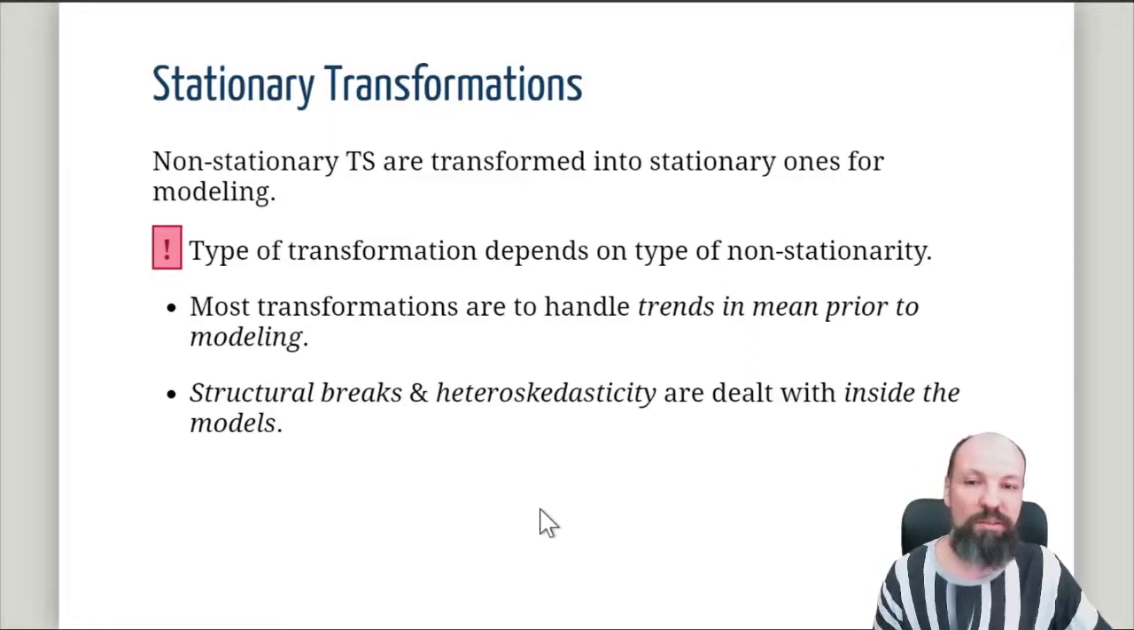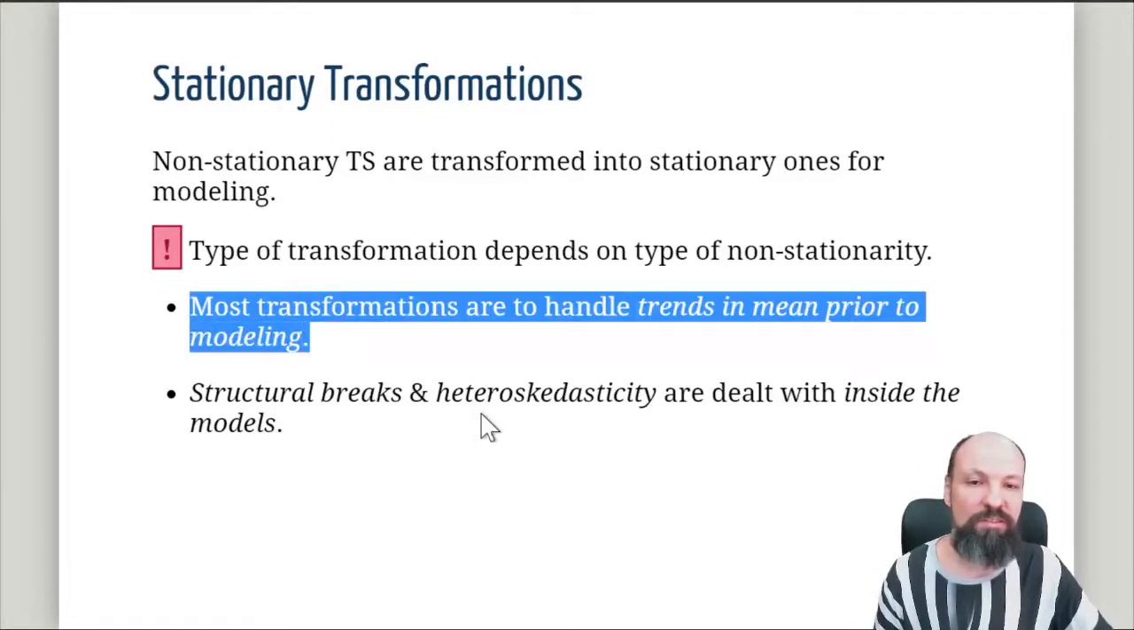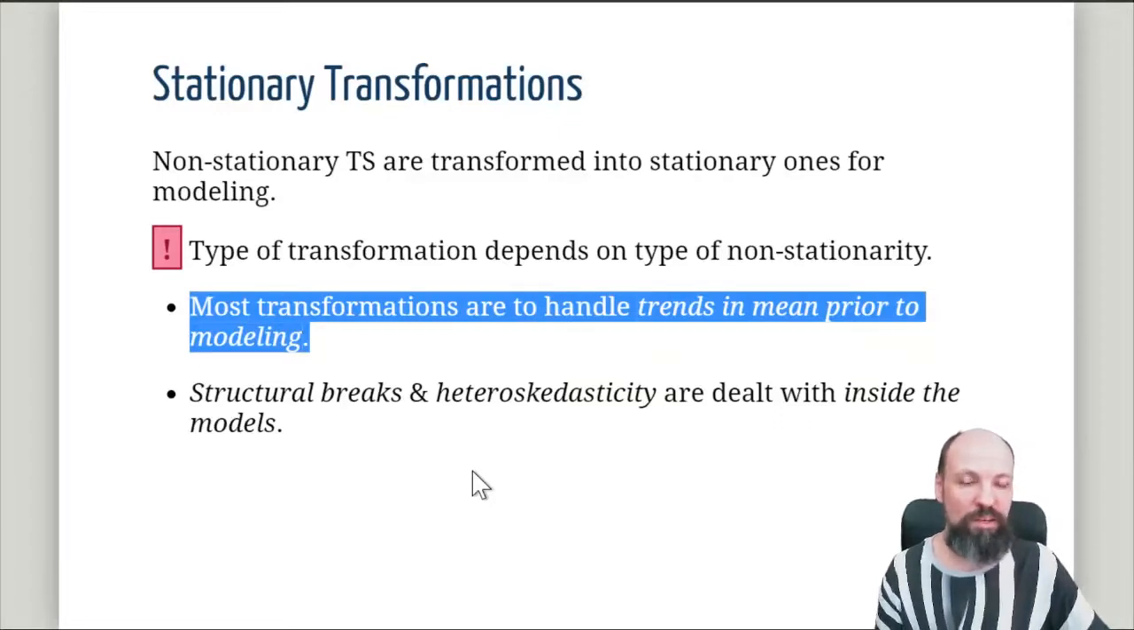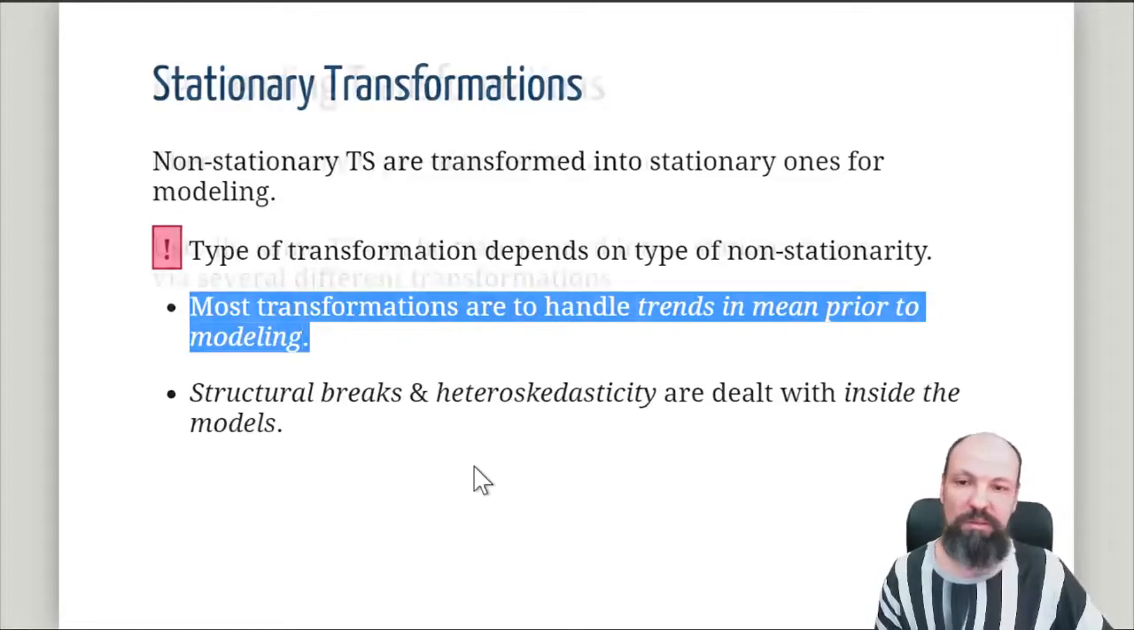So what we are considering today is about this: the transformations that are applied to the data before modeling, and they are applied to kill trends in mean. Most of them are applied to kill the trends that are sustainable growth or sustainable decline. So linear growth or exponential growth or other types of growth. And that special type of non-stationarity that we call unit root. We don't know yet what it is, but we know that ADF test discovers it.